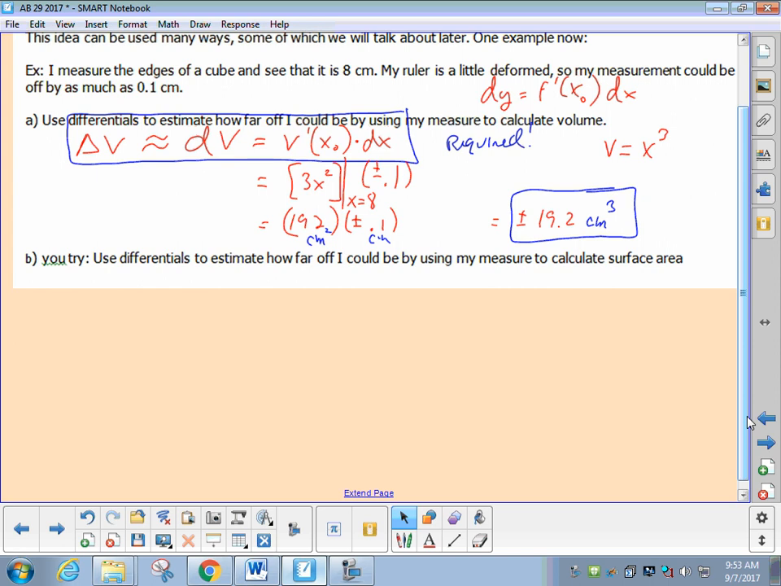Okay, so everybody all at once say your answer. Plus or minus? 9.6 centimeters squared. I like it.